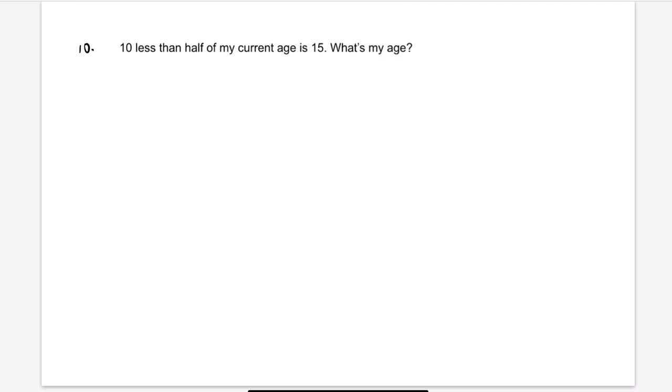Okay, 10 less than, that means you have to remove 10 from something. Half of my current age, if I assume my current age is C, half of my current age is C over 2, or half C, is the mathematical equivalent of the word is, equal to, and I have 15. This is what it is.